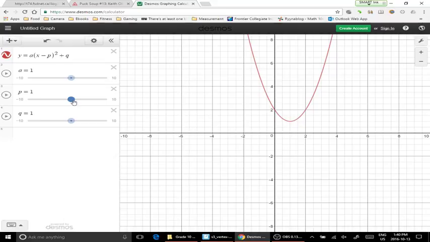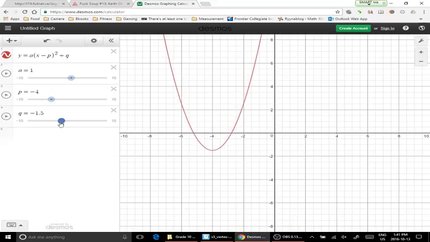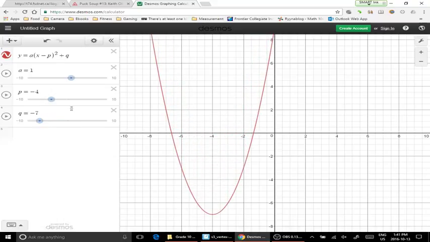As I make p bigger, what happens to the graph? It moves to the right. If I make p smaller, it moves to the left. Let's see what happens if I increase q. If I increase q, what happens to the graph? It moves up. If I decrease q, the graph moves down. Okay?